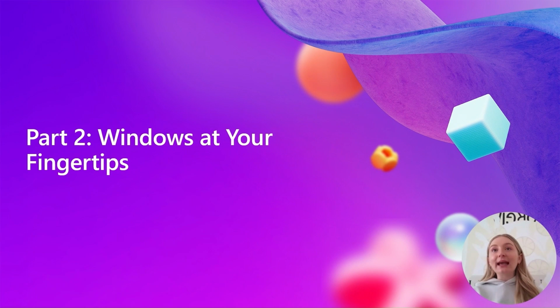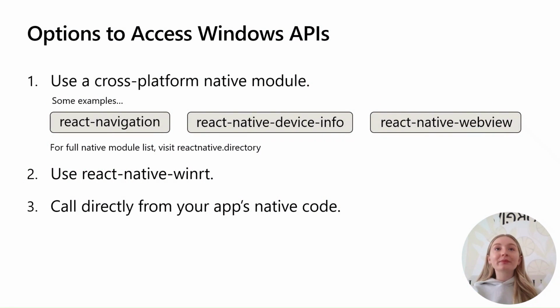Now that we have a running app with some UI, I'll want to add some functionality to my application. For this, our team needs to access the power of Windows APIs. Let's take a look at what my options are to access Windows APIs from React Native for Windows. There are 3 options that developers have here.